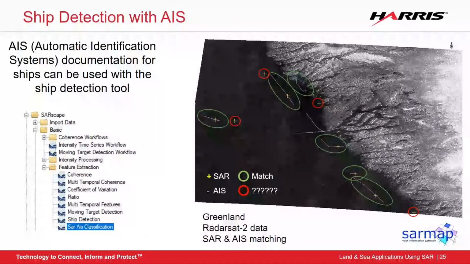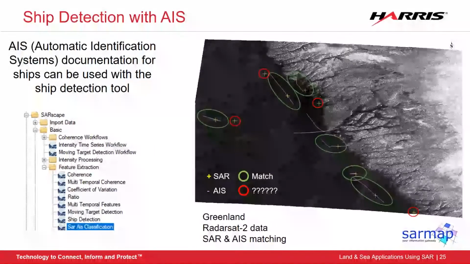In addition to simply detecting ships in your SAR scene, you may also want to use the AIS, or Automatic Identification Systems data to compare your results. AIS beacons are required to be transmitting on large ships at all times. However, sometimes ships turn these signals off or alter them to report a different location if they're doing something or they're going somewhere that they don't want people to know about.